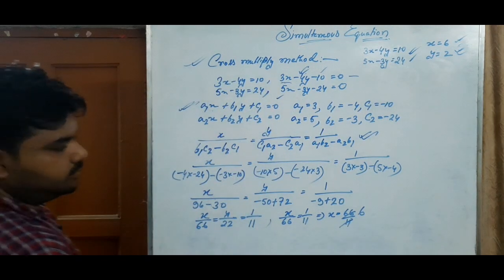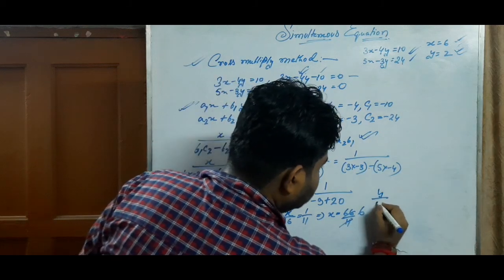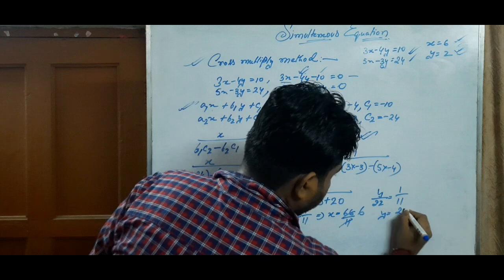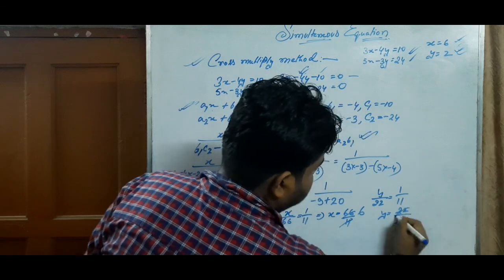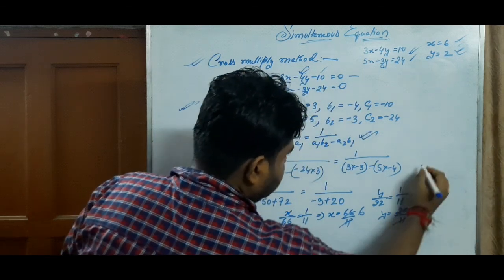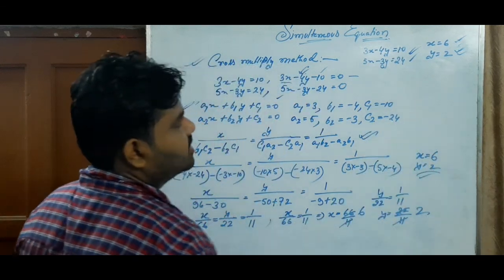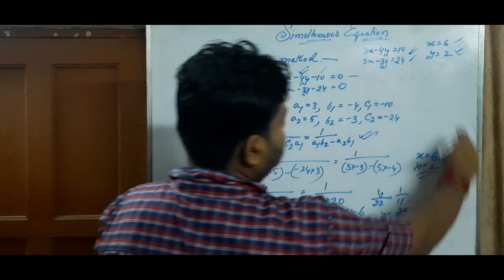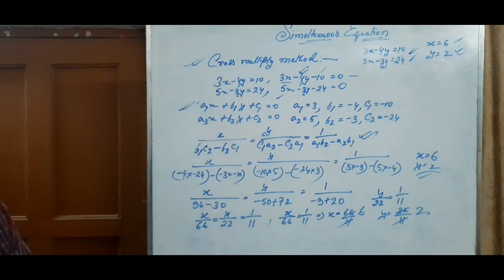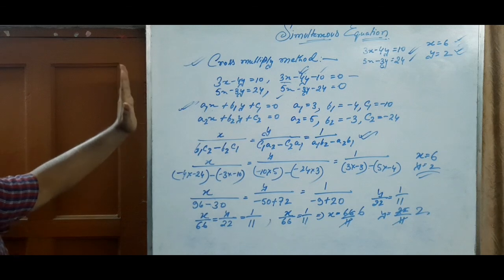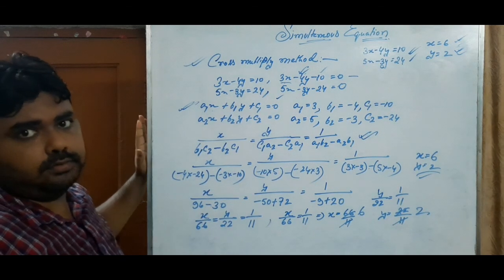Now y by 22 equals to 1 by 11, or y equals to 22 by 11, that is y equals to 2. So again x equals to 6 and y equals to 2. Now tally the answer. X equals to 6, y equals to 2. This is how we can solve the simultaneous equation by cross multiply method.